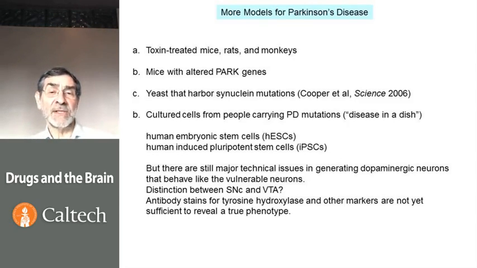A somewhat more foreseeable way to get these cells would be from skin cells from humans who have Parkinson's disease, with or without one of the defined mutations, to induce these skin cells, so-called fibroblasts, to go back to being stem cells, and then to induce these stem cells to become dopaminergic neurons. Now, there are still major technical issues in generating dopaminergic neurons that behave like vulnerable neurons, either from embryonic stem cells or from induced pluripotent stem cells. Pluripotent means able to differentiate into any other cell type.